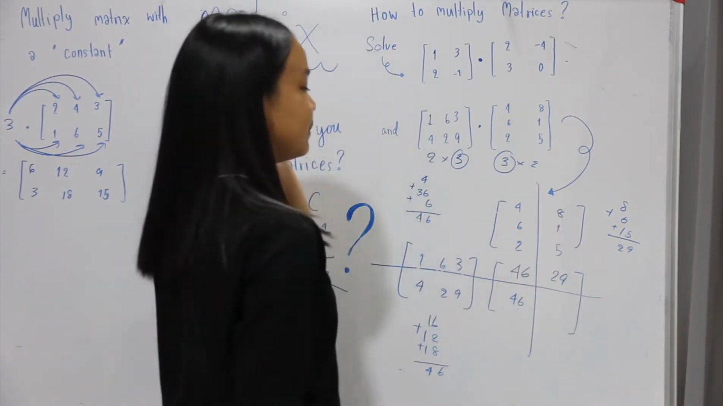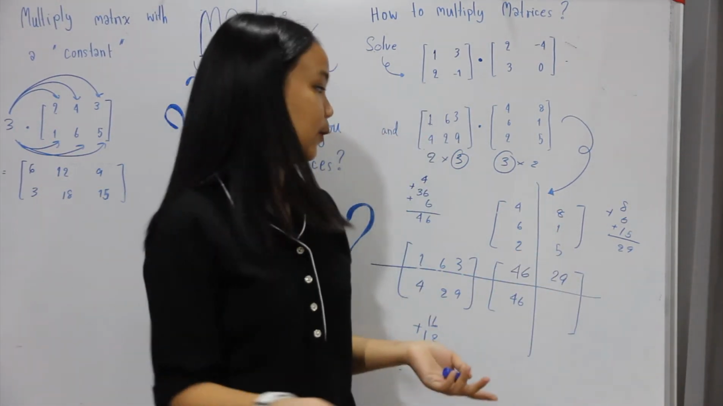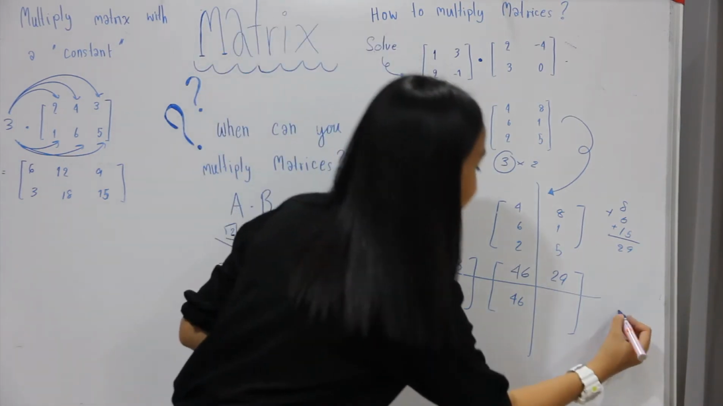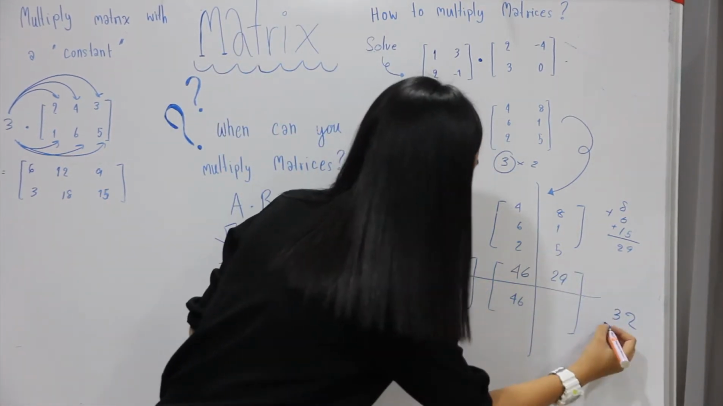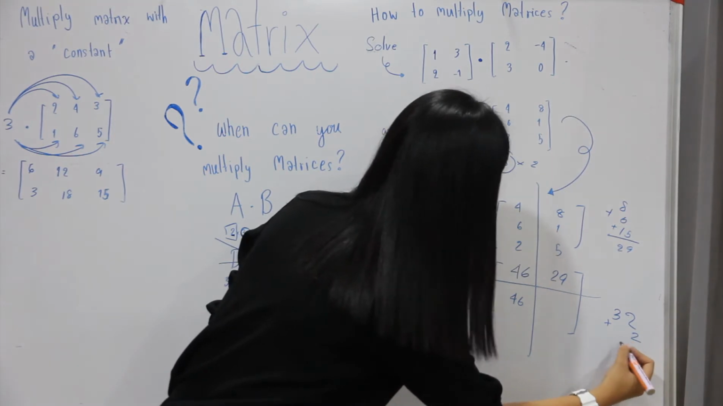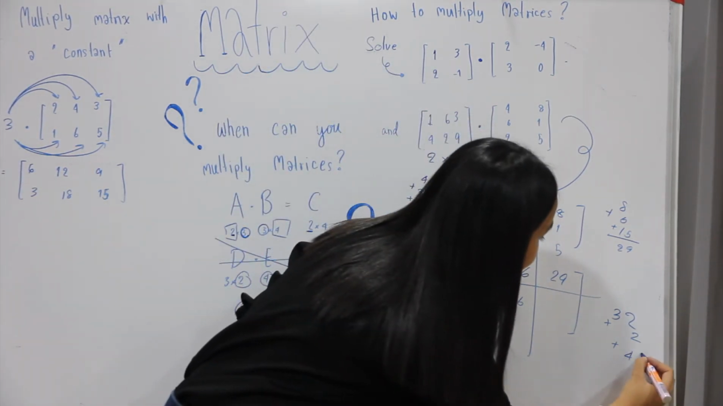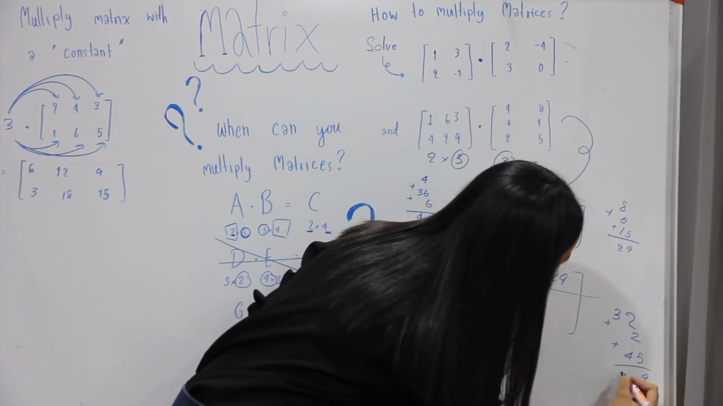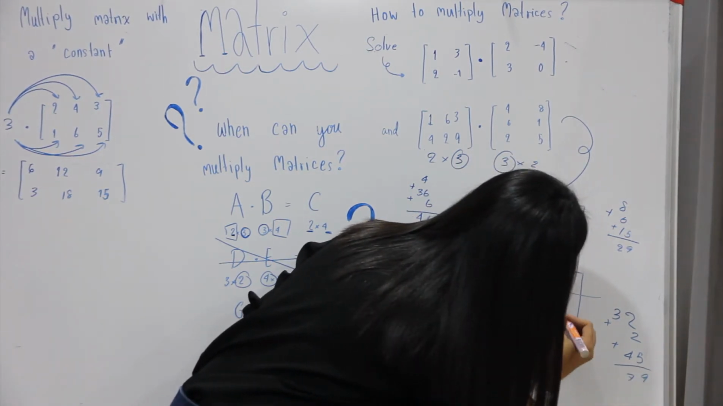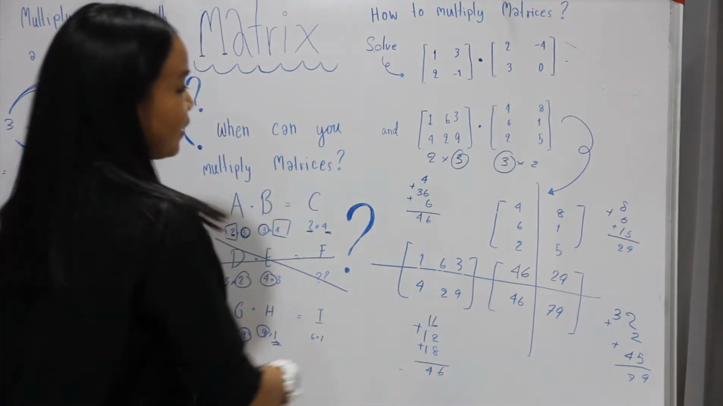And our last column is 8 times 4, 32, plus 1 times 2, 2, and plus 9 times 5, 45. So that will give me 79. Okay, got my answer here.